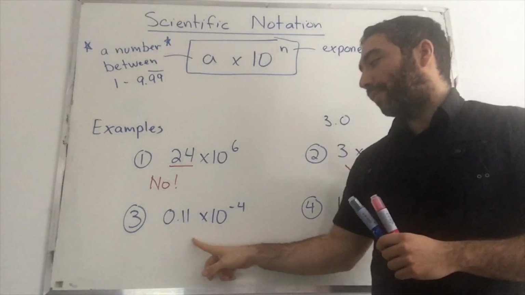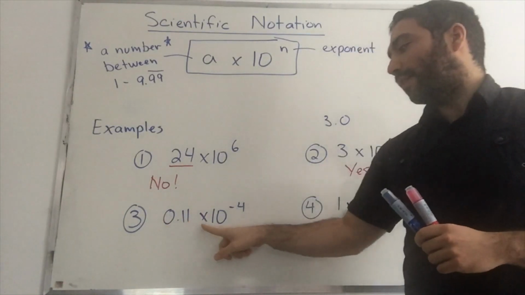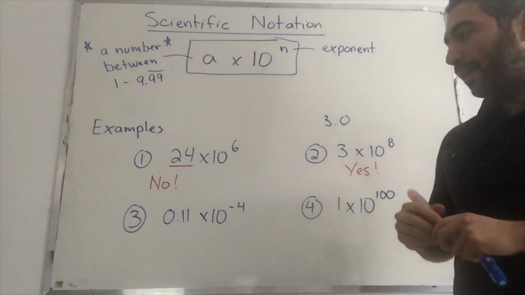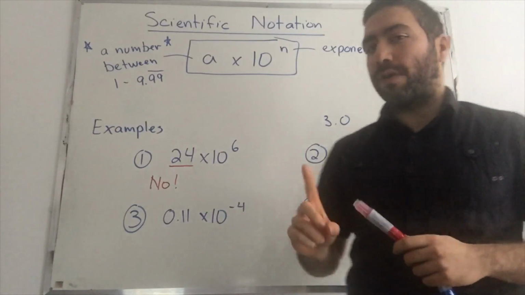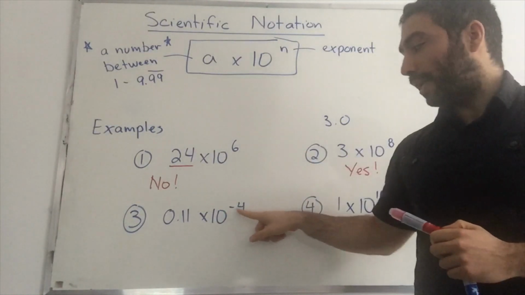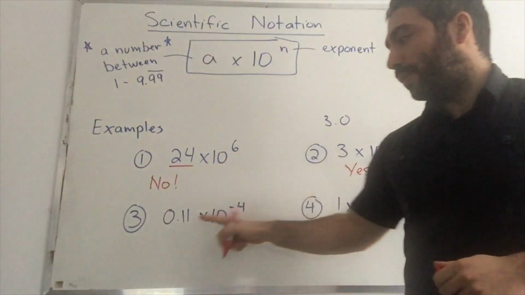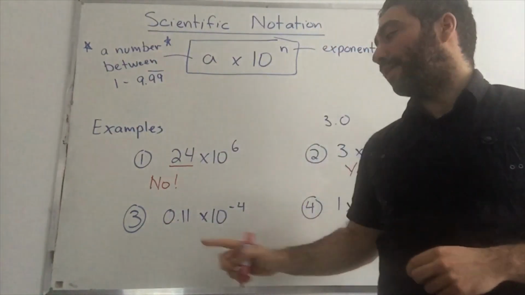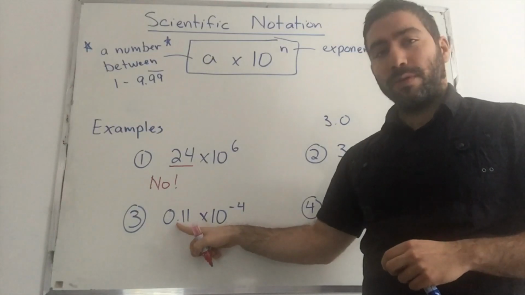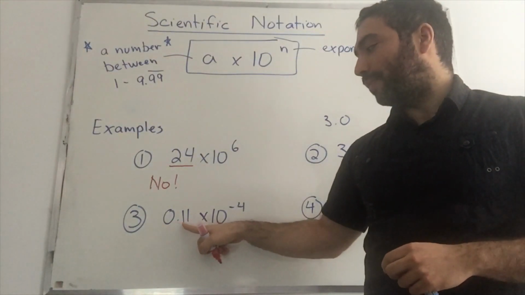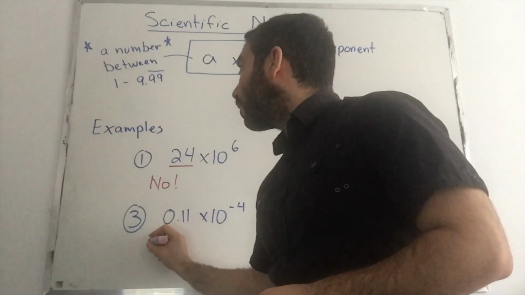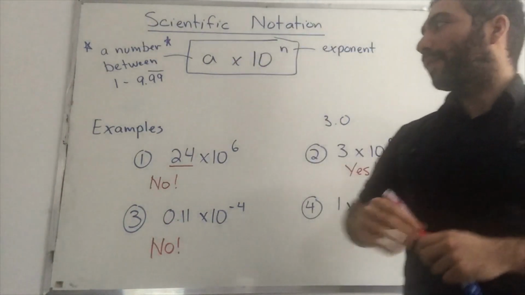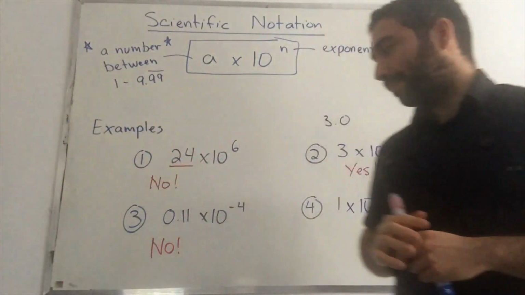Let's look at example 3. We have 0.11 times 10 to the negative 4. Is this scientific notation? No. If you're thinking no because there's a negative exponent, that's the wrong reasoning. We could have a negative exponent, that's fine. The reason is that 0.11 is not between 1 and 9.99. Look at the decimal. The decimal is before the 1, so this is not in scientific notation. It's smaller than 1.